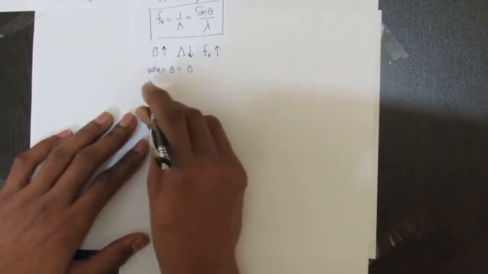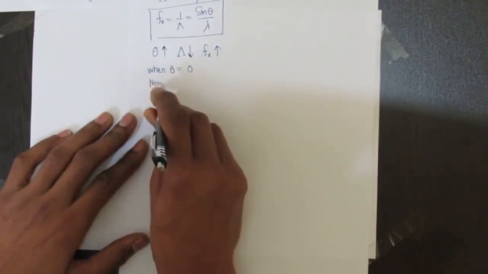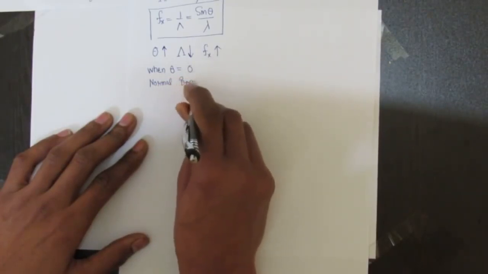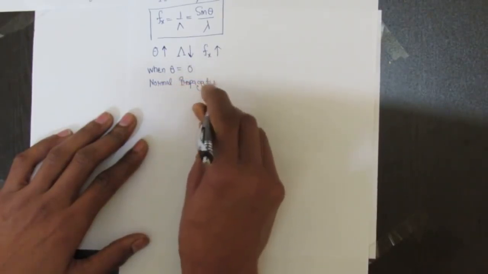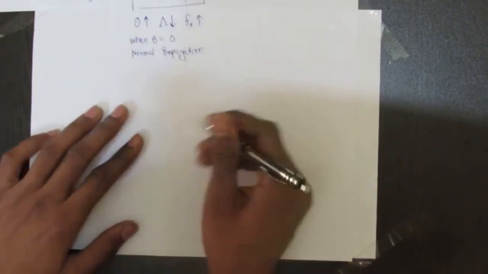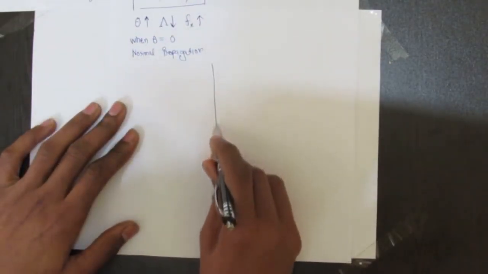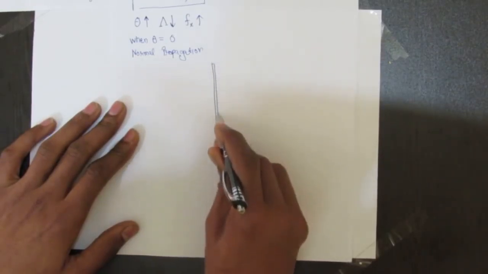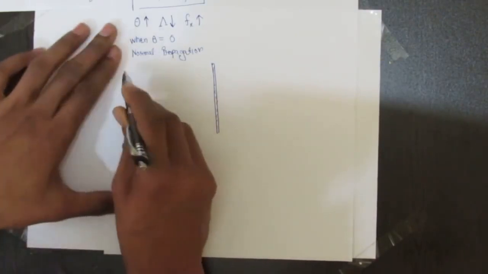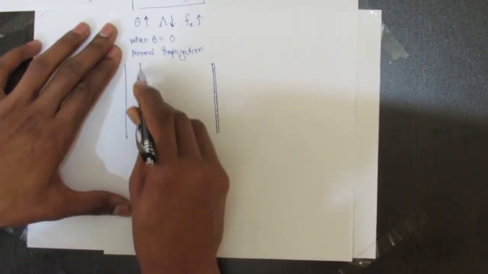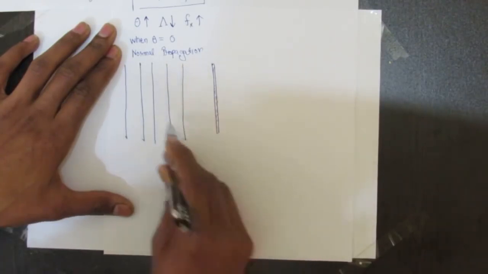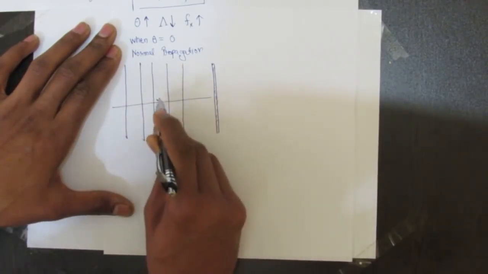That means you have a normal propagation. That means the plane wave is propagating normal to the screen. Right? So what is the situation? You have the screen, your screen of observation, and a plane wave is propagating like this. This is your K vector.